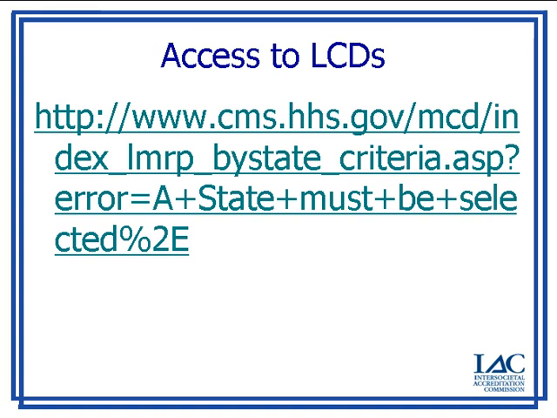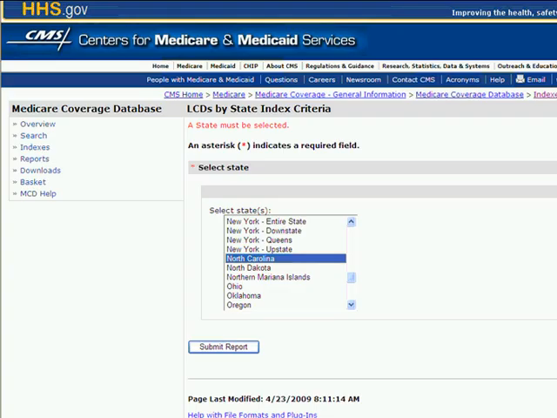So how can you find the LCD that may be applicable to your facility? This is a link that will take you to the CMS website, and on that website there's a list of LCDs by state. Click on that link. You will be taken to this page, and you can find your state or your jurisdiction and click on your state's name.